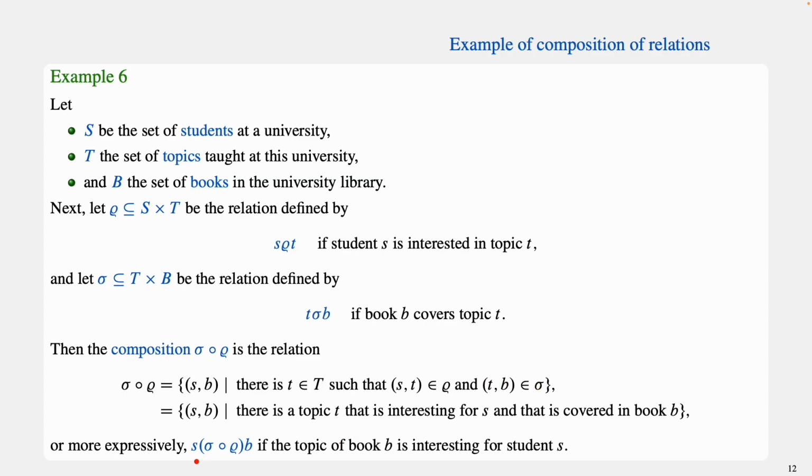So intuitively we could state that the composed relation sigma composed with rho holds for a student S and a book B if the topic of book B is interesting for student S. And you can imagine that such constructions can be interesting, for example, for database applications.